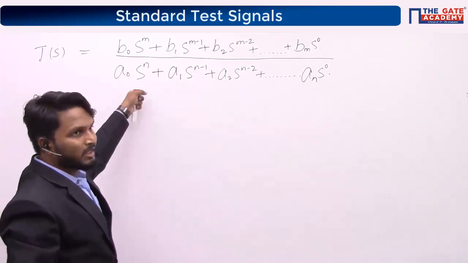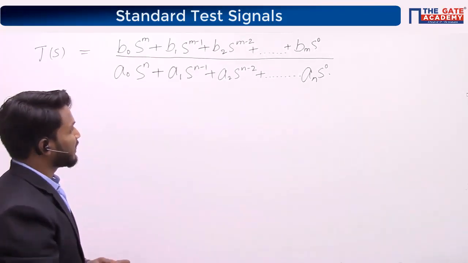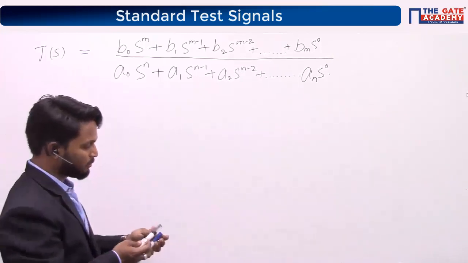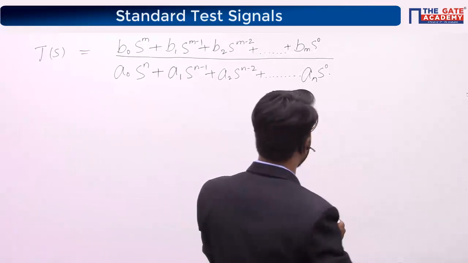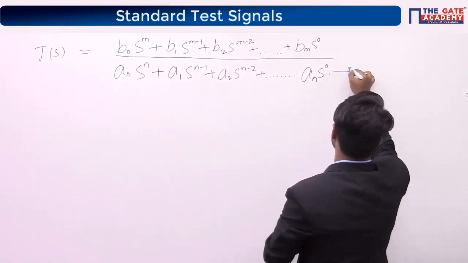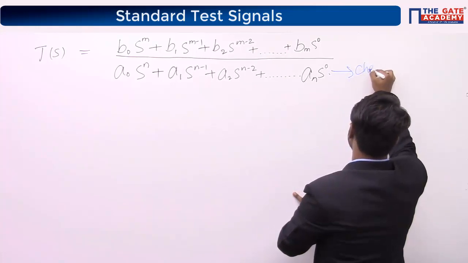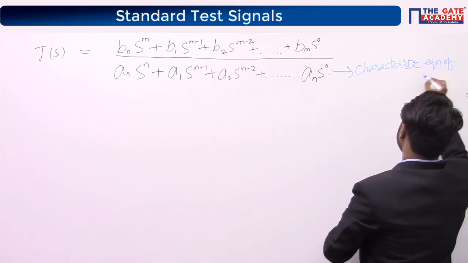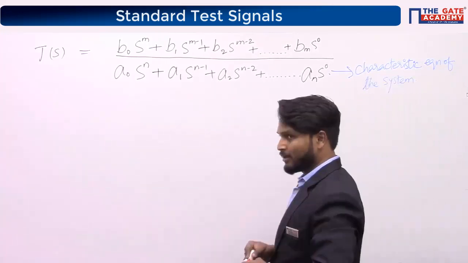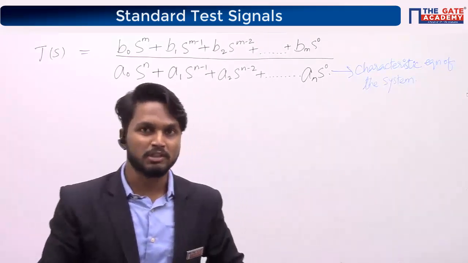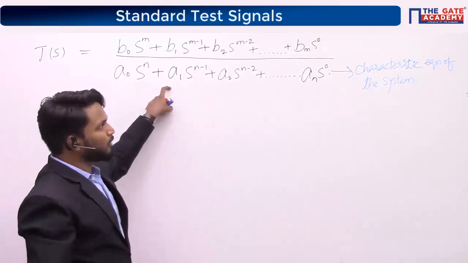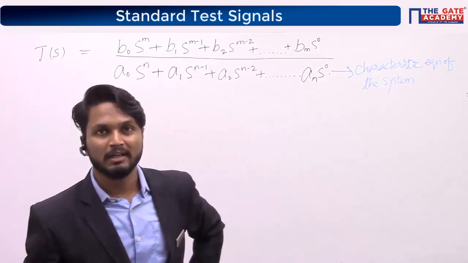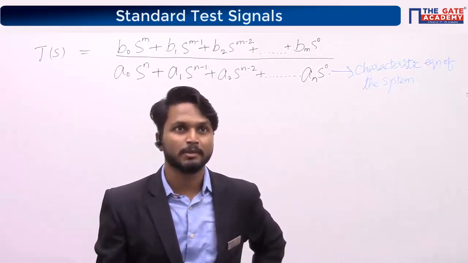The polynomial in the denominator is called the characteristic equation of our system. This is the transfer function of our system, and the polynomial in the denominator is called the characteristic equation of the system. Why is it called the characteristic equation? The roots of this polynomial are going to decide the behavior of the system's response. Response means the output of the system.